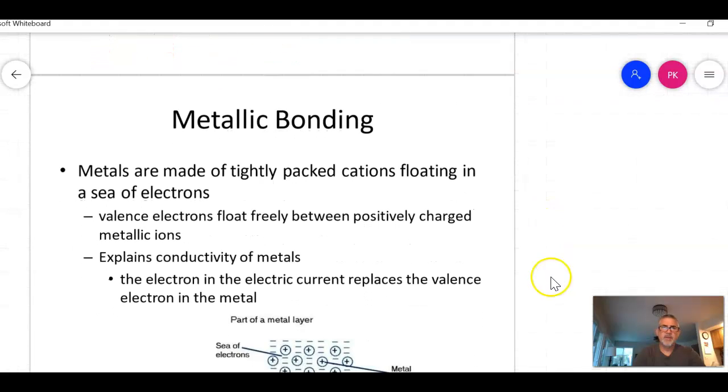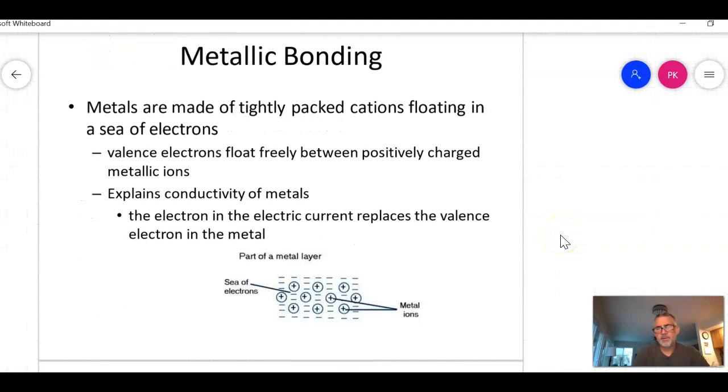works pretty easy. Now I'm only going to bring this up. We're not going to do examples of metallic bondings, but metals bond together to form alloys, right? So an alloy is a solution of metal.